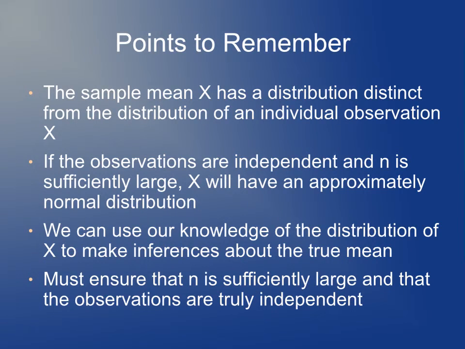The things to remember today: the sample mean x bar has a different distribution from the distribution of an individual data point, and if the observations are independent and n is sufficiently large, the sample mean x bar will have a normal distribution, and knowing the distribution of x bar, you can make inferences about the true mean. In order to do this, though, you need to make sure that n is large and the observations are independent. If either assumption is not satisfied, this will give incorrect results.